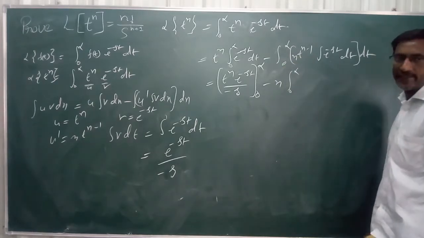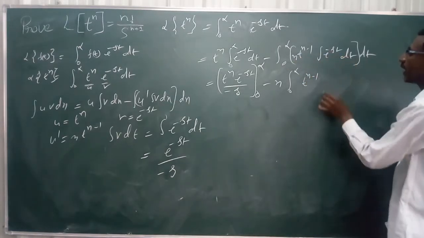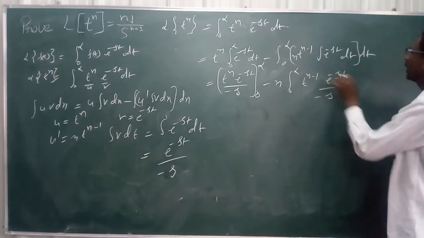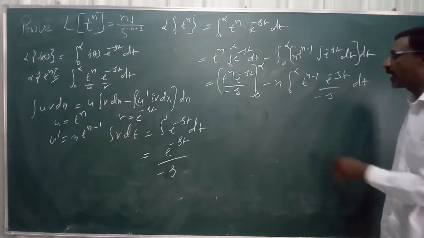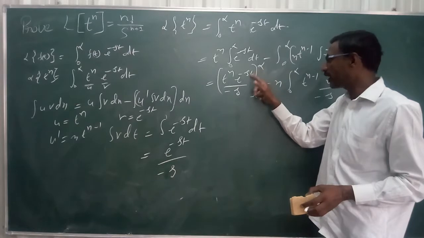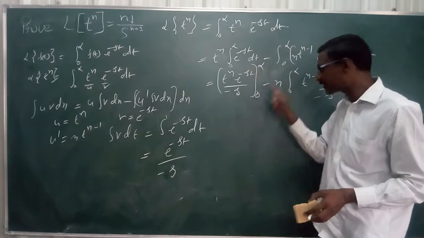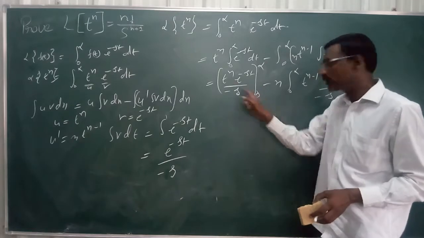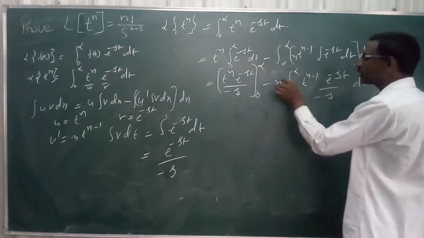Integration from 0 to infinity of t power n minus 1 times e power minus s t by minus s dt. This is minus e to the minus s t, plus... I already explained this term is 0, because when t becomes infinity, e power minus infinity is nothing but 0. At the same time, if you take t value 0, then 0 into something is 0. Therefore that term is totally 0. So minus into minus is plus.